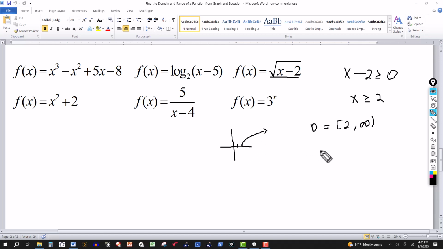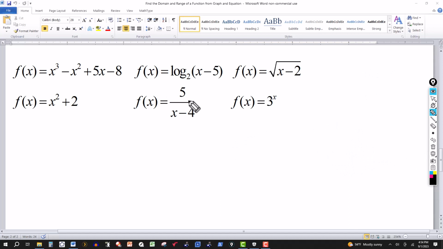What values of y make up the range? Well, the smallest y value is 0, and then as I go to the right, the values keep increasing. So for the range, it would be any number greater than or equal to 0. Those are your solutions.